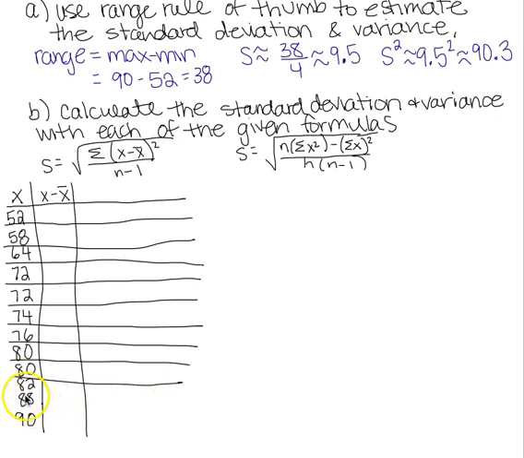So go ahead and for each of those data values, sorry again, it's so messy, go ahead and do the x value minus 74 and record it in this column.